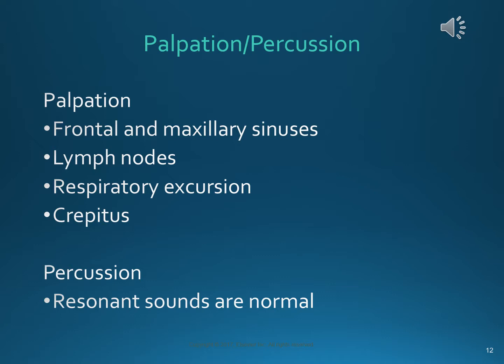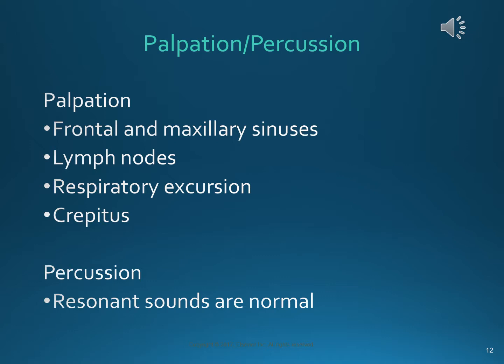Moving on to palpation and percussion. Palpation, of course, you're going to want to palpate their frontal and maxillary sinuses and ask them if they're having pain. Palpate their lymph nodes. All of the ones around the head and neck are important. Look for respiratory excursion and see whether or not their chest is expanding equally. And then sometimes you can feel for crepitus, a crunchy sound that may indicate subcutaneous emphysema.